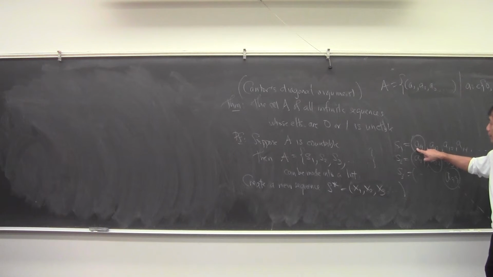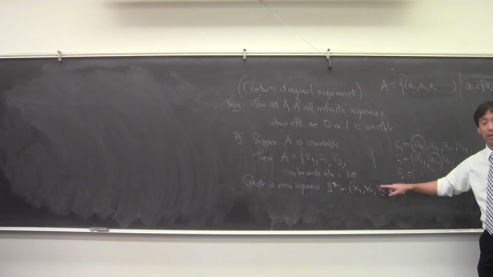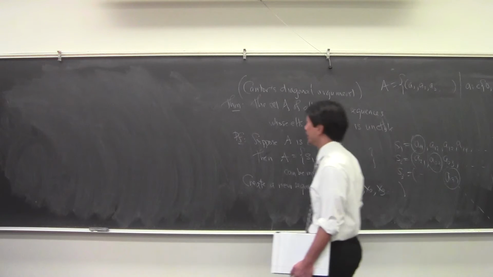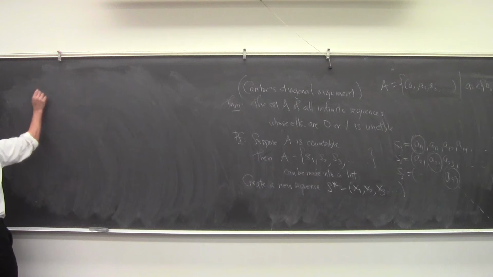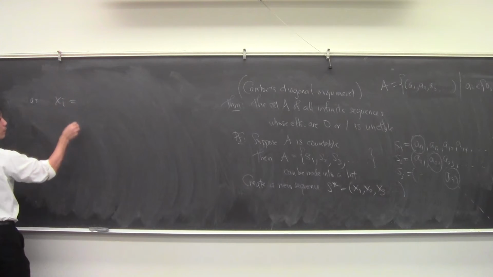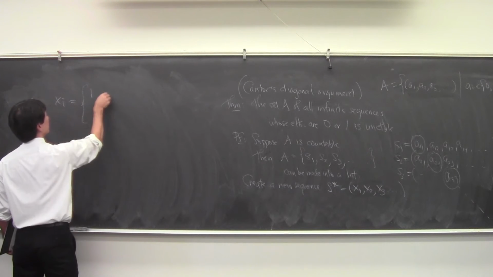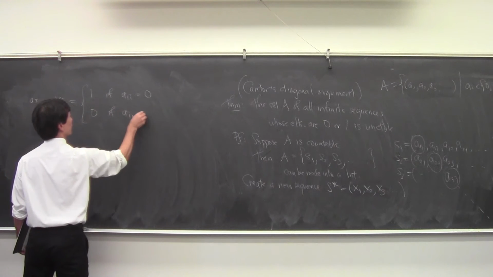So we look at the diagonal elements, right? We say, what is this? Maybe it's a zero. In that case, we let x1 be one. What's this thing? If it's a zero, we let x2 be one. If it's a one, we let x2 be zero. We choose the different thing. So create a new sequence where x_i is 1 if a_ii is 0, and 0 if a_ii is 1.